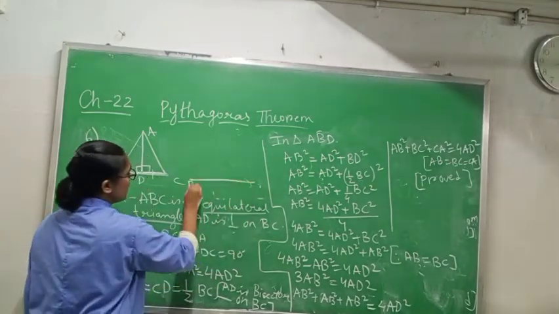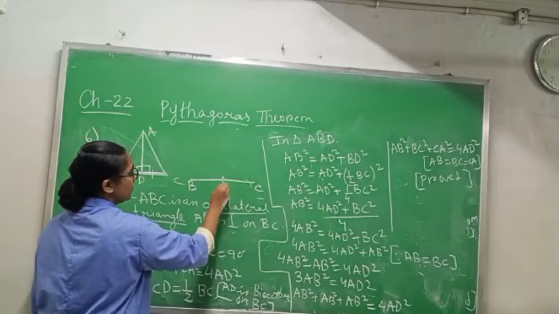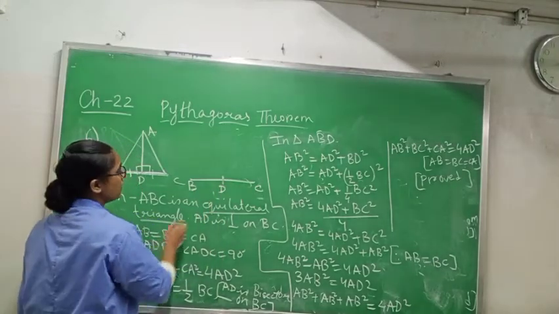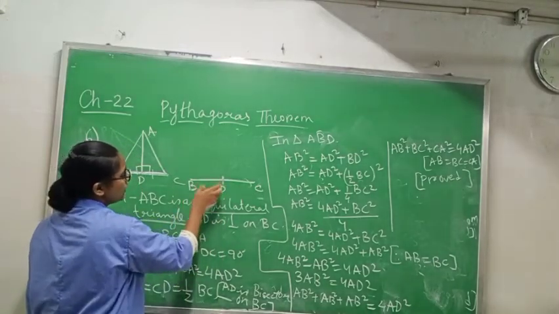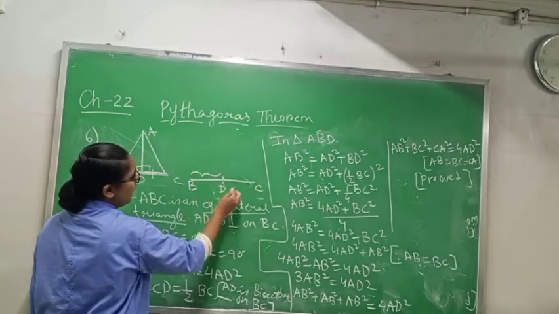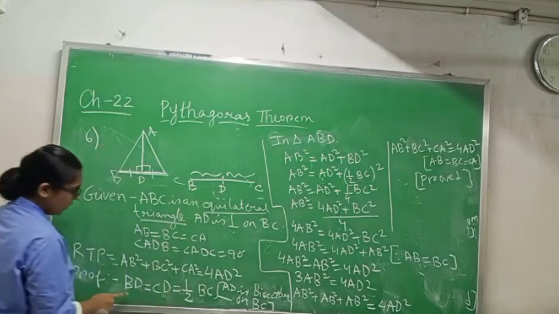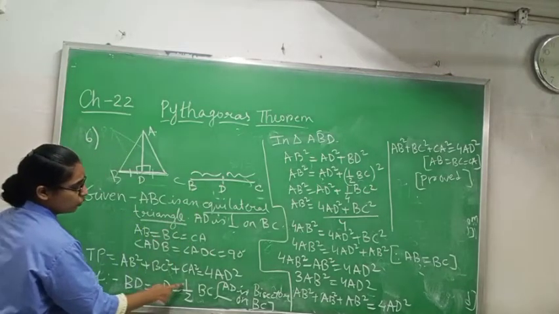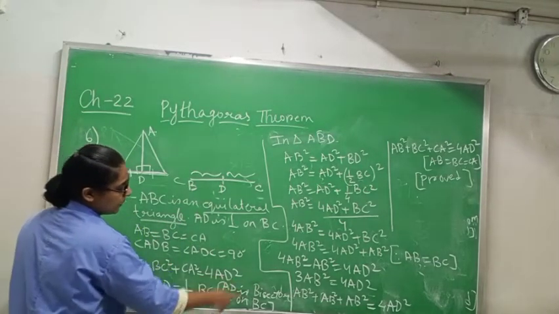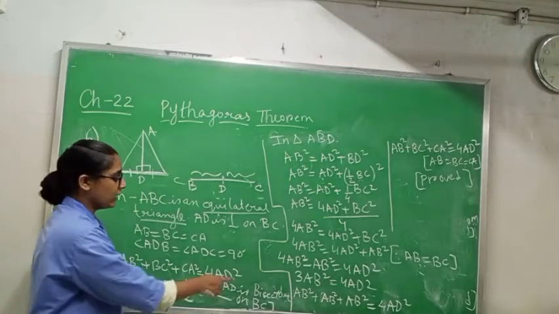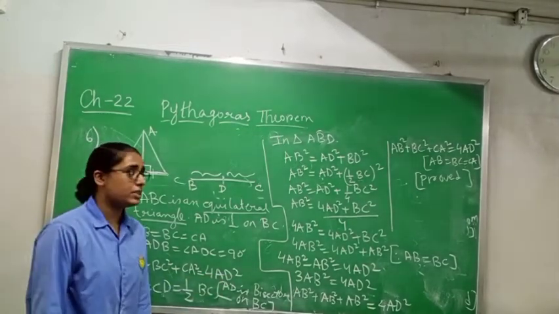If this BC is the full line and D is the perpendicular bisector, it means that AD is perpendicular on BC, so this one is half and this one is also half of the full. That is why I have written BD equals CD equals half of BC. AD is the bisector on BC, or you can write AD is the perpendicular bisector on BC.